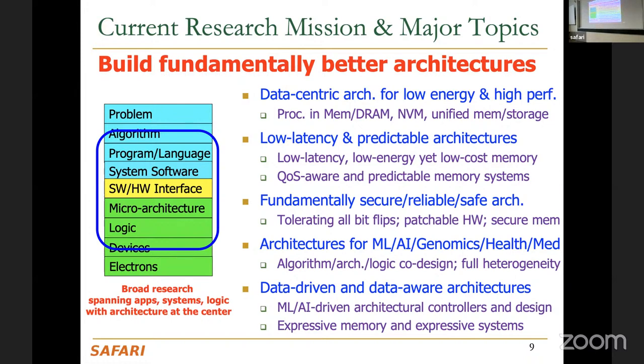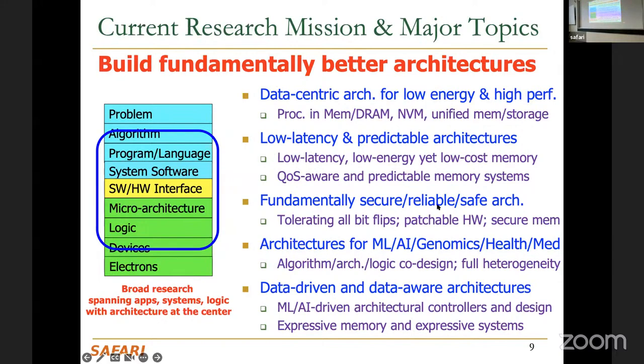This is something that we've been looking at for some time, and I think there's more to do here. I think I already mentioned low latency and predictable architectures. I think Juan also mentioned data-centric architecture. We want low latency in architectures. If your goal is to design a data-centric system, data access should be low latency. Having high latency is not very good if you're bottlenecked by data in the end.